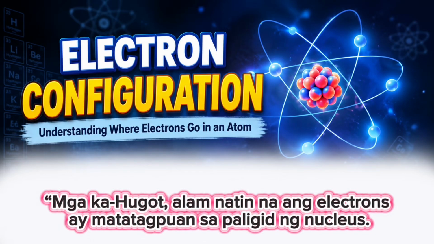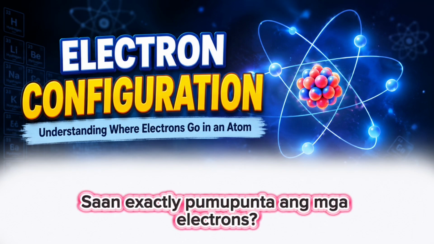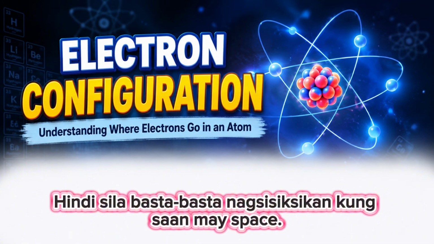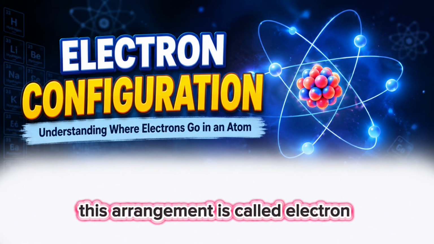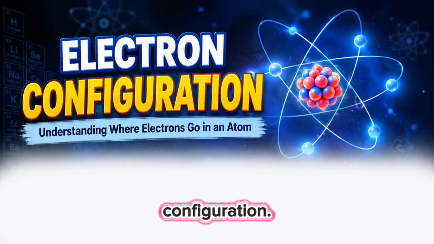Mga kahugot, alam natin na ang electrons ay matatagpuan sa paligid ng nucleus. Pero here's the question. Saan exactly pumupunta ang mga electrons? Hindi sila basta-basta nagsisiksikan kung saan may space. May sinusunod silang arrangement, and this arrangement is called electron configuration.